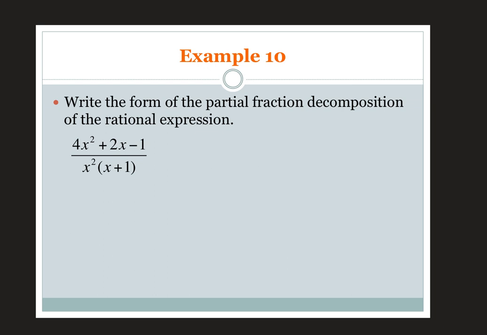So the one we're going to do together first is here: 4x squared plus 2x minus 1 over x squared times x plus 1. You want to add this one in.